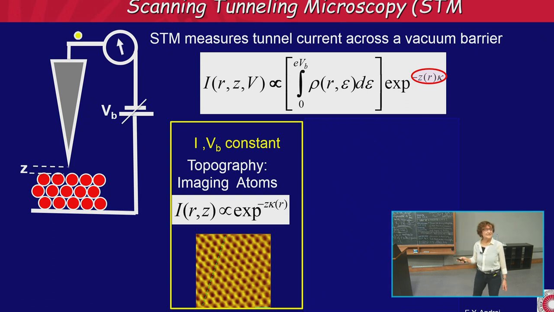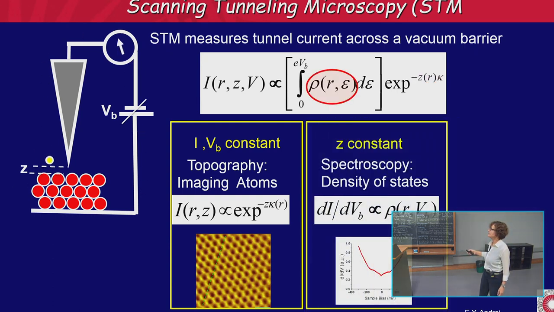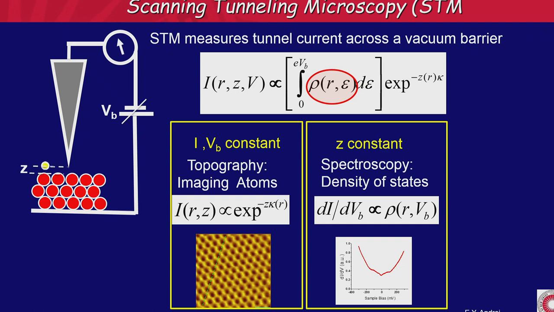The way to do this, you take the derivative of the current with respect to the bias voltage. That gives you the density of state, and you make sure that the height doesn't change. You sit at a fixed point, fixed height, and that gives you spectroscopy, and then you can get the density of state as a function of energy by changing the bias.